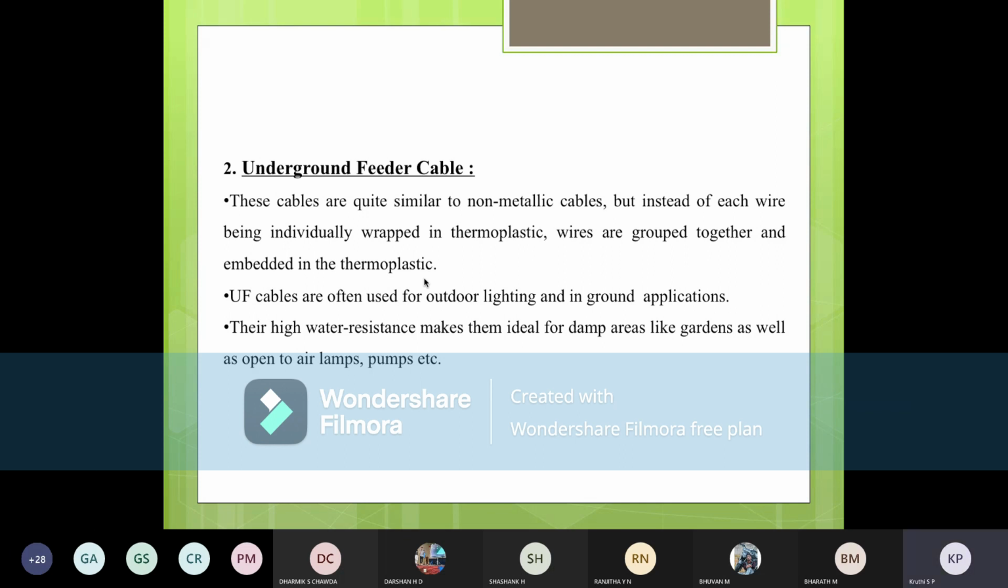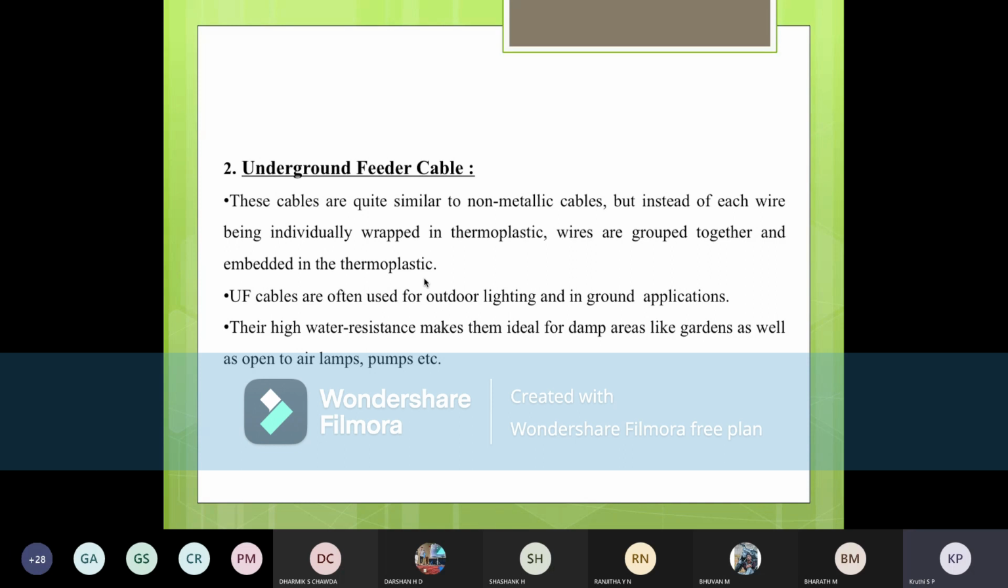These kinds of cables are used in wet locations, such as supplying power to a lamp post or street light. This is mainly used for outdoor lighting and in-ground applications. We will be using this kind of cable.